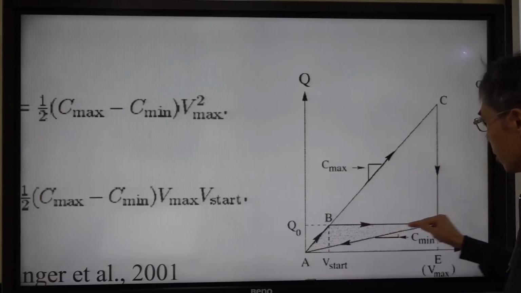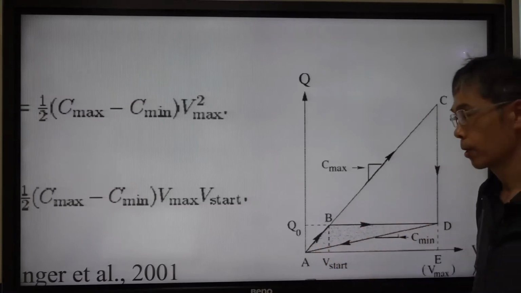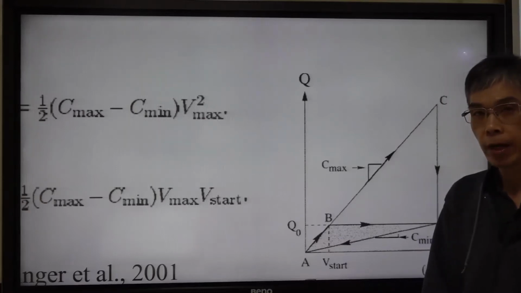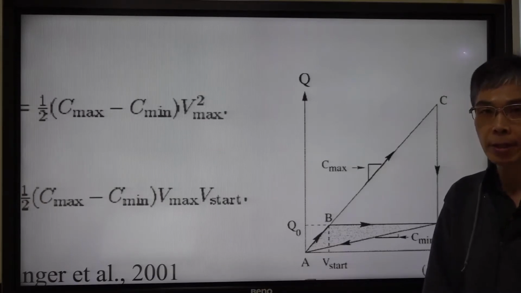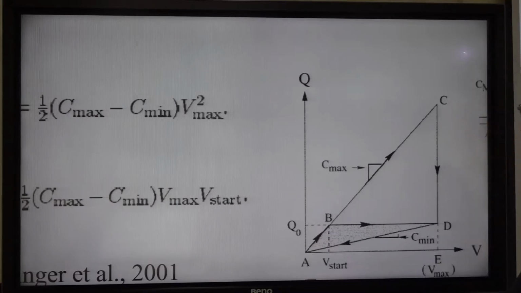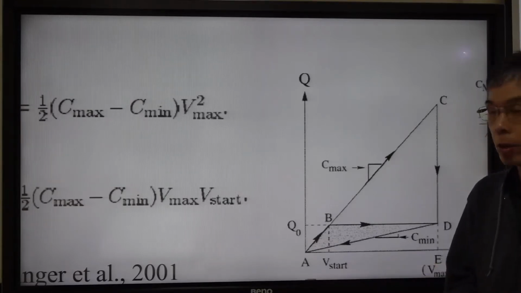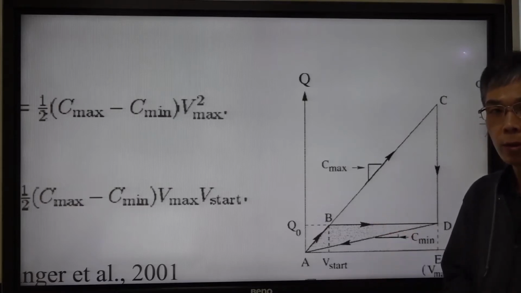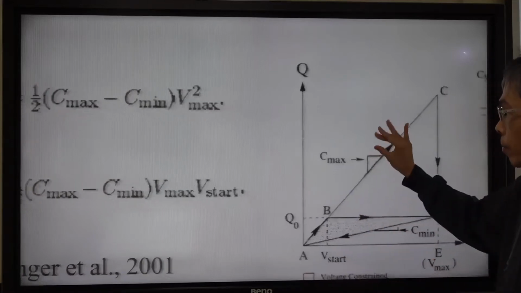The voltage constraint case has a larger area compared to the charge constraint case. So the energy saved by the voltage constraint case is much larger. Apparently it's better to select the voltage constraint case. But in reality, in order to have the voltage constraint, we need to supply energy to keep the capacitor in this constraint voltage case. So there's a trade-off and it's not easy to do. So usually we go for the constraint charge case.